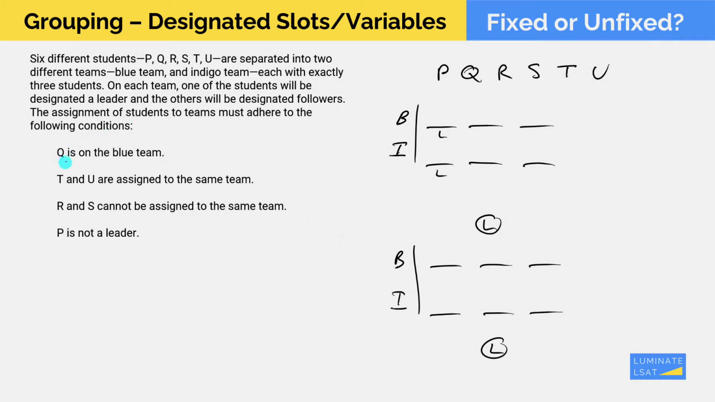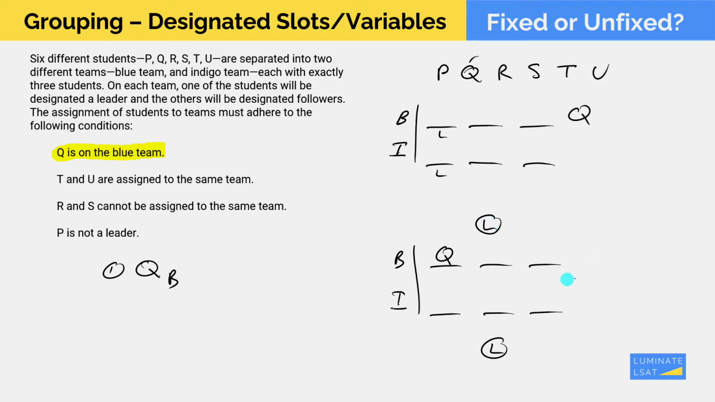So the first rule says that Q is on the blue team, and you can draw that in your list of rules like this, but of course it's much more important to put it directly into your diagram. If we go with the first setup, we know Q is going to go in the blue team, but we don't know whether Q is going to be a leader or not. So I have to just write the Q off to the side like this. If we went with this setup, however, we could just put the Q directly in a slot, and then if Q is the leader, we'll just assign the L over here. If Q is not a leader, then we'll assign the L somewhere else.